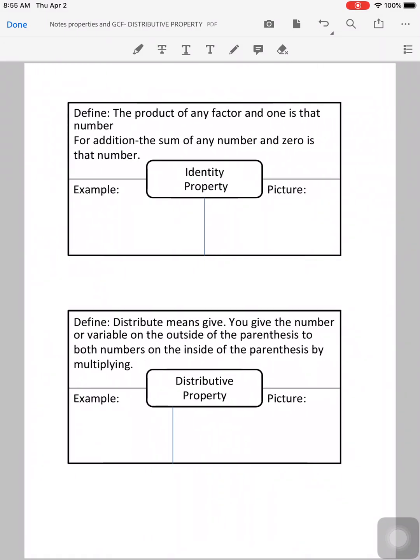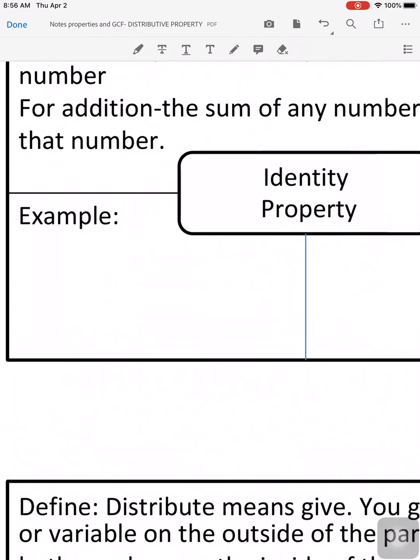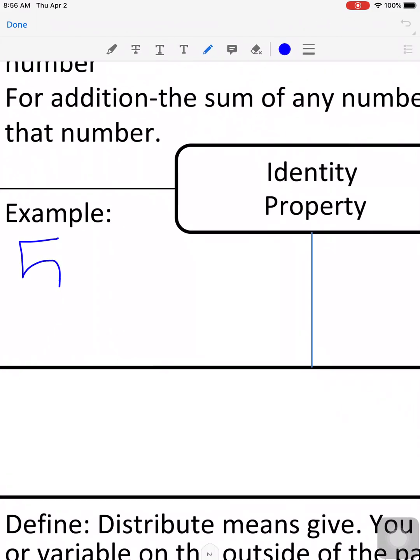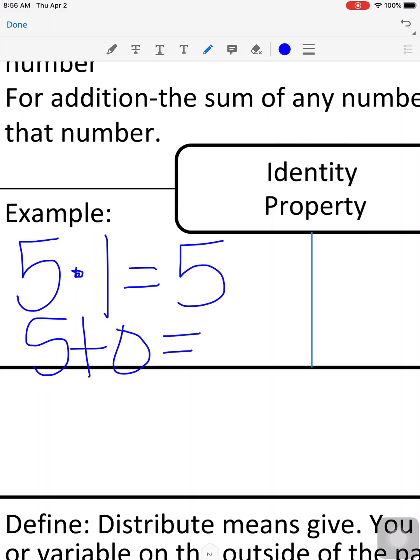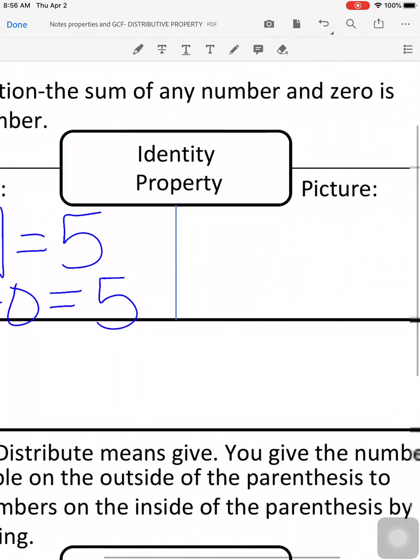The next property is the identity property, and the identity property states that the product of any factor and 1 is that number, and for addition, the sum of any number and 0 is that number. So identity property says that if I multiply 5 times 1, my answer is going to be that number. And if I add 5 plus 0, my answer is going to be that number. Alright, that is the identity property.